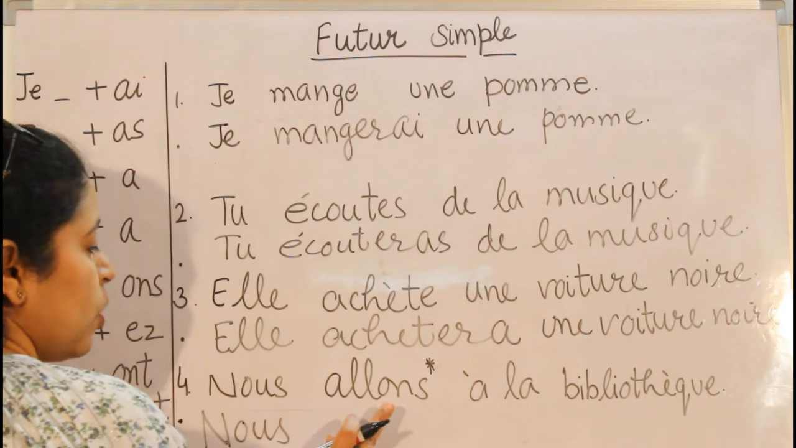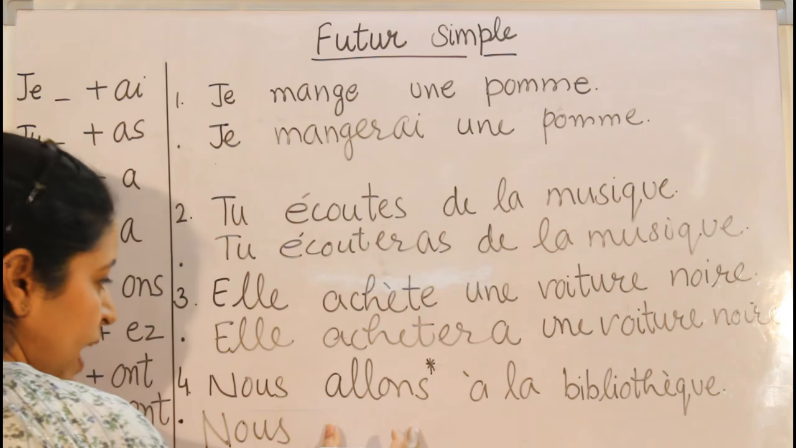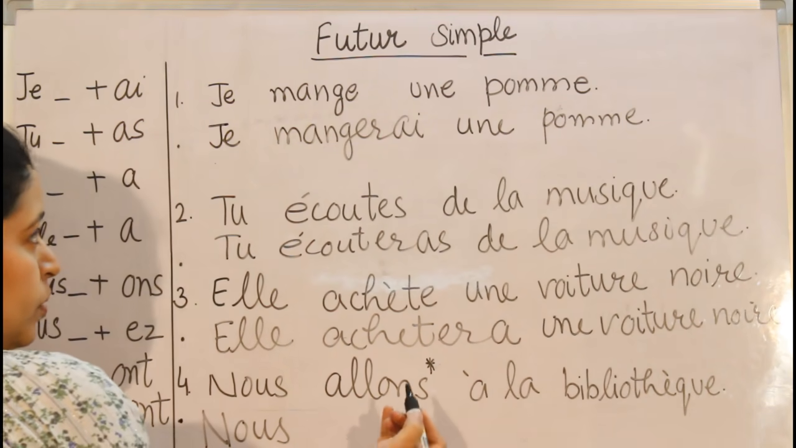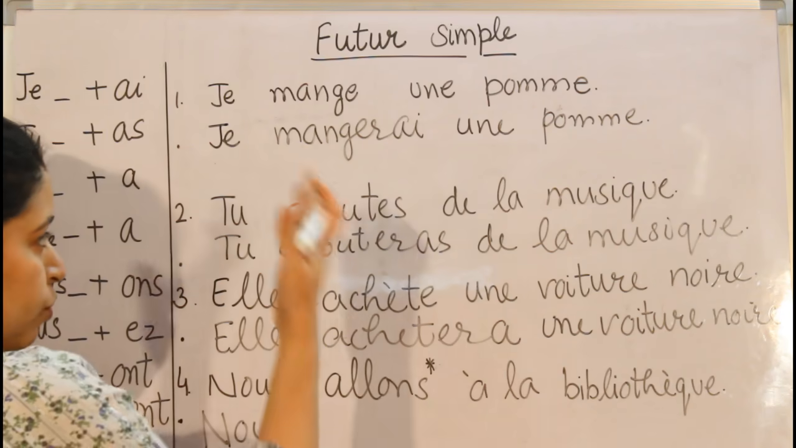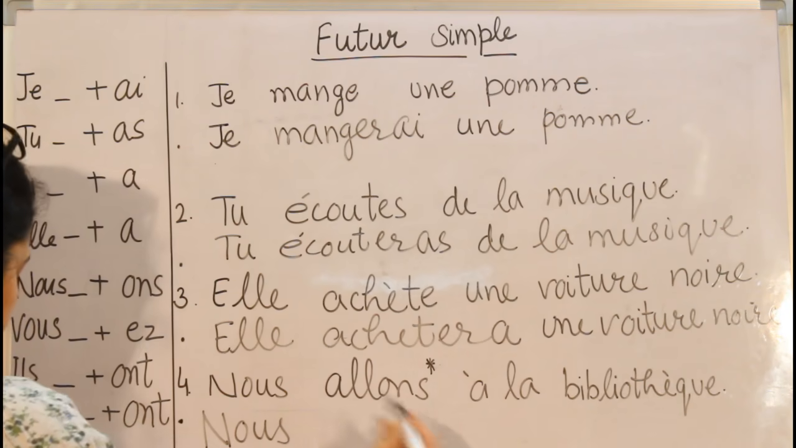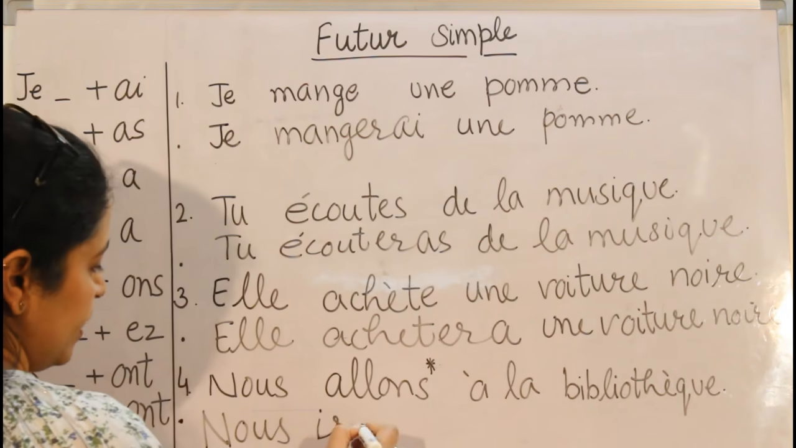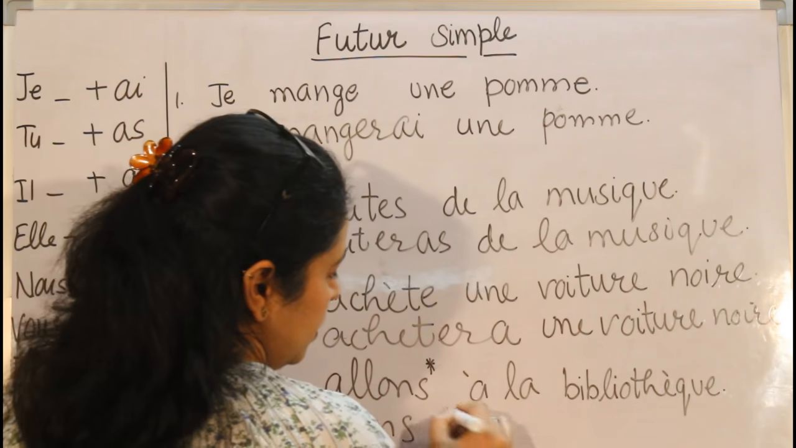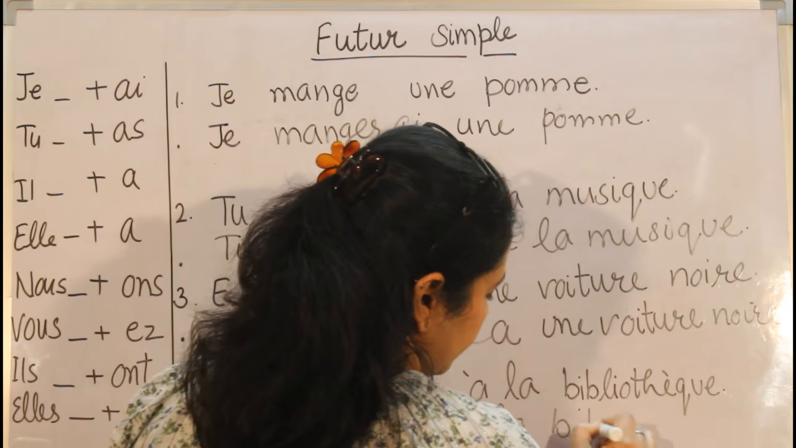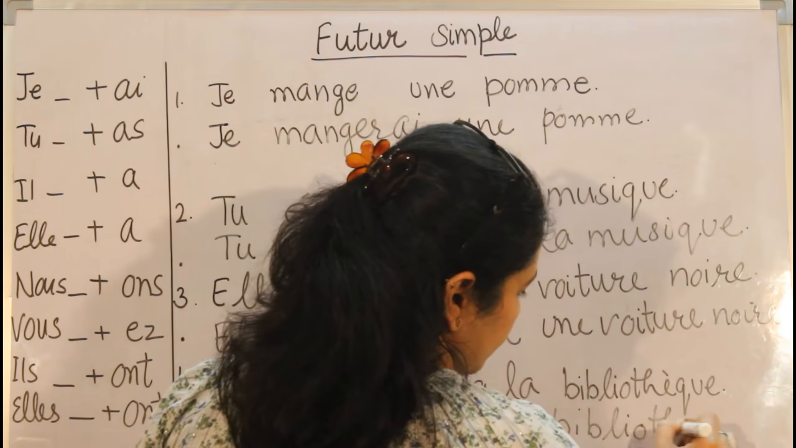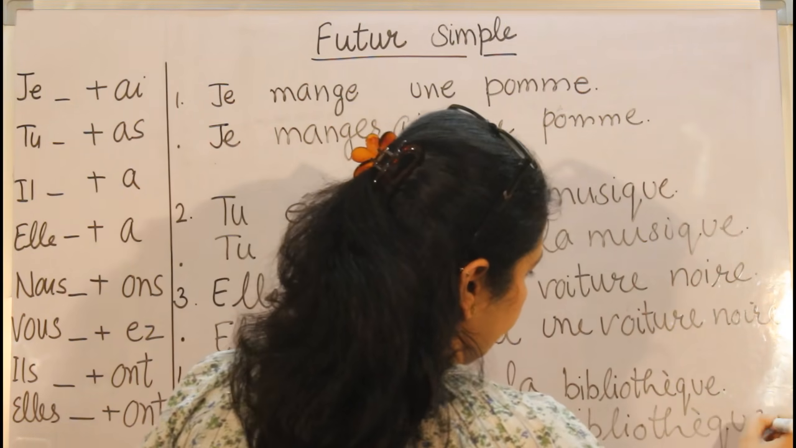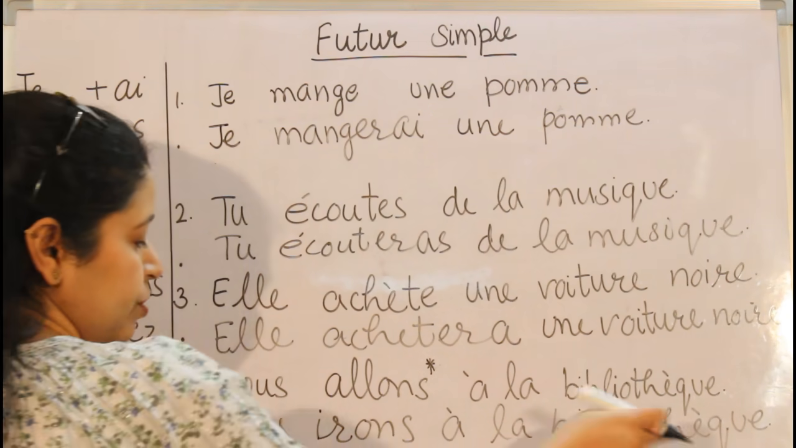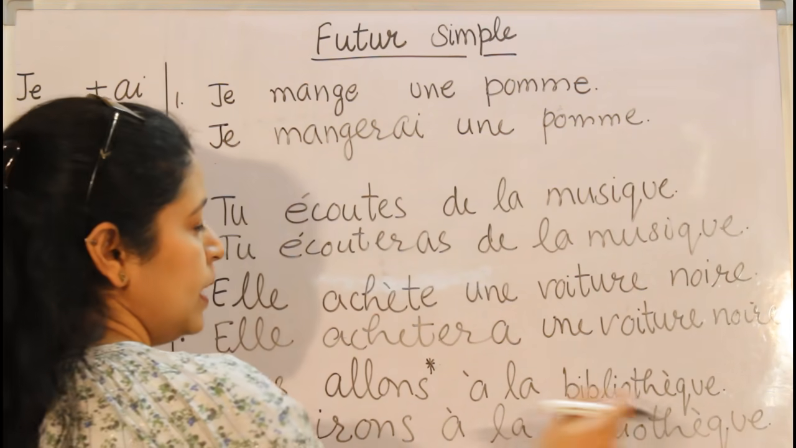So let's take the pronoun for this sentence, that is nous. Although this is the verb aller, I should write aller here, but no, again I'm telling you, it will also not follow the same rule as we are doing. It is an irregular verb, so we will write here ir-. Nous irons à la bibliothèque, meaning we will go to the library. We are going to the library. We will go to the library.